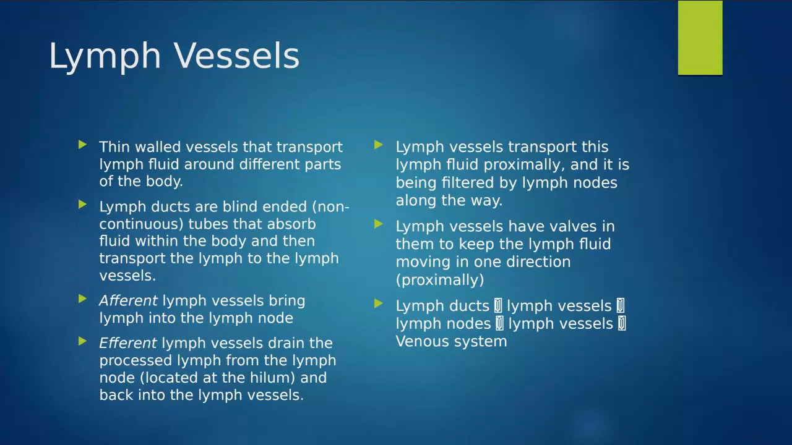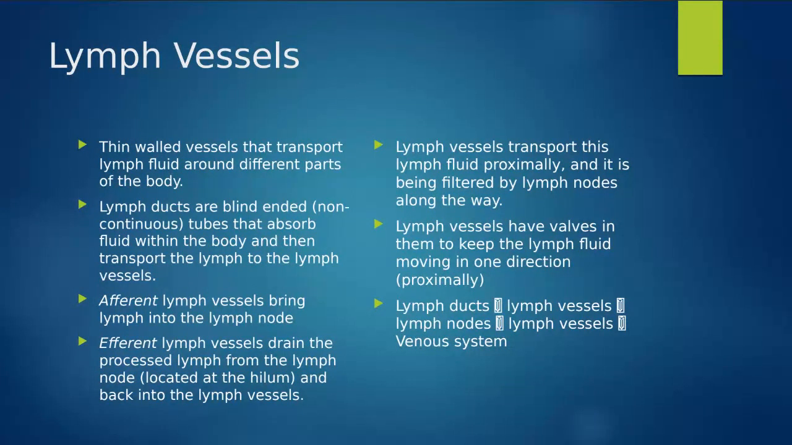Okay, we have these vessels that bring that lymph fluid into the lymph node. And then we also have vessels that bring that fluid out of the lymph node back into the lymph vessels themselves. So we have afferent vessels that bring that lymph into the lymph node, bringing that fluid into the lymph node. And then we have efferent vessels, and that is bringing that lymph back out of the lymph node. Okay, so it's a very particular relationship, and we don't need to get too far into it. But just bear with me.